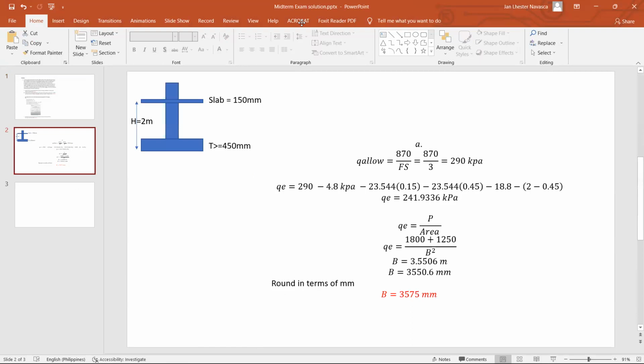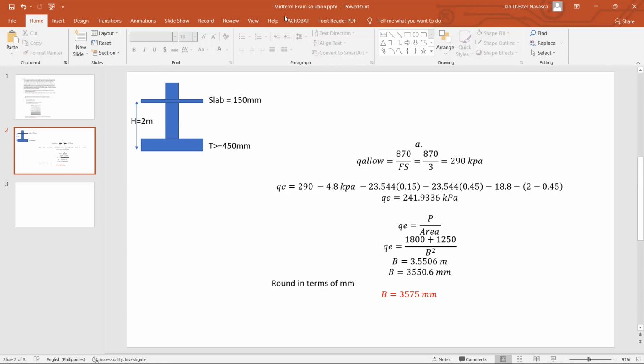So if you imagine the given problem, according to the problem, the depth of the footing is 2 meters below. So this is the footing. Okay, then your thickness is at least 450 millimeters. Then the top has a concrete slab of 150 millimeters, and a surcharge load of 4.8 kPa.